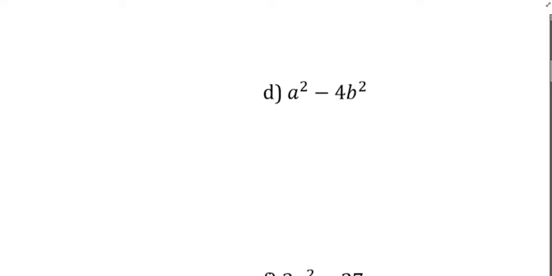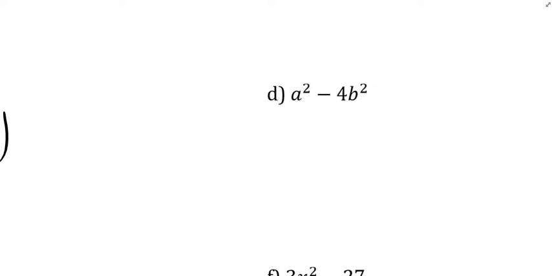D. A squared minus 4b squared. So it's a little bit different. It's got a b squared in there. But that's still a perfect square. Still only 2 terms because it's 4 times b squared. It's not like 4 plus b squared. That would change things. Okay, so this is still a difference of squares.